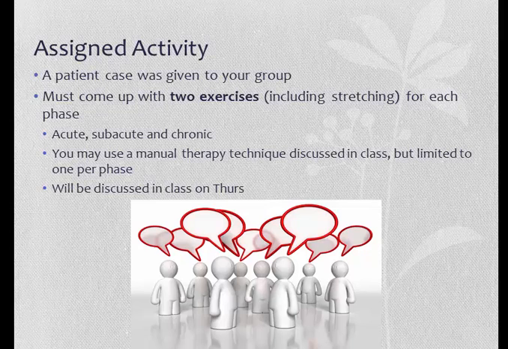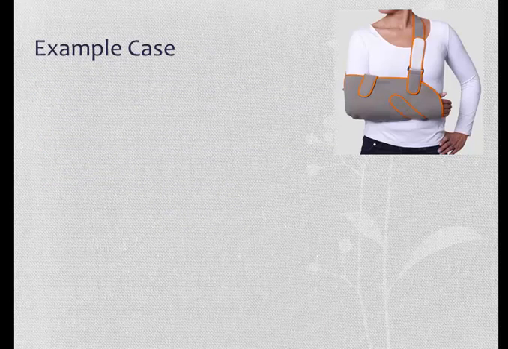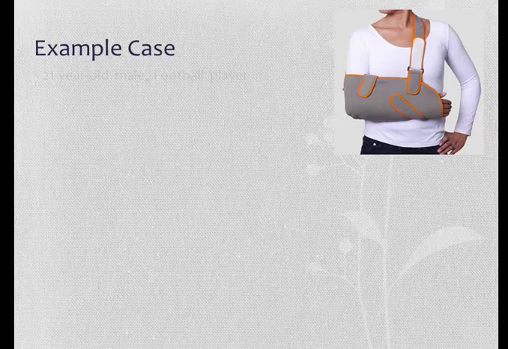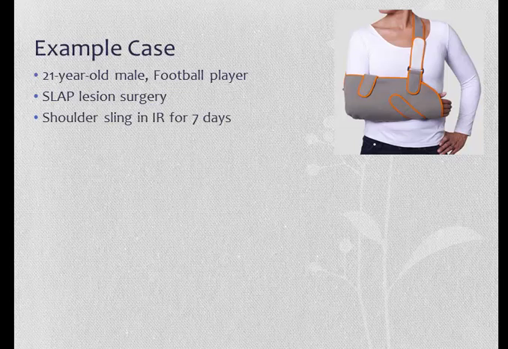So what I'm going to ask you to do is just be ready to discuss your case and be ready to maybe show it to us, explain it to us, and maybe demo. Okay, and I'm going to give you an example. Let's say this is maybe my case. For example, I have this 21-year-old male football player who sustained a SLAP lesion. He had a surgery. He was in a shoulder sling for 7 days and is now basically stuck in this internally rotated position for that amount of time.